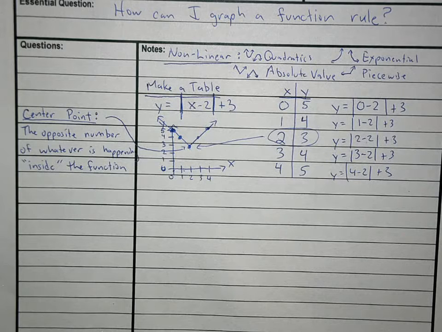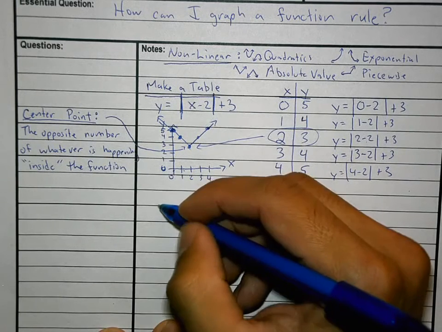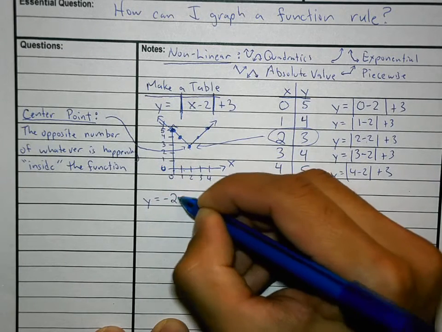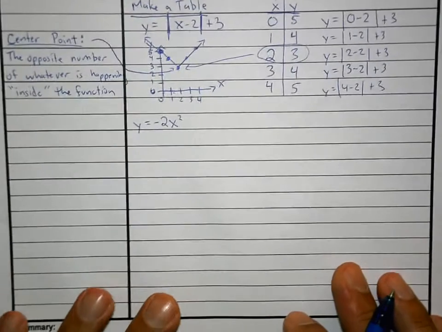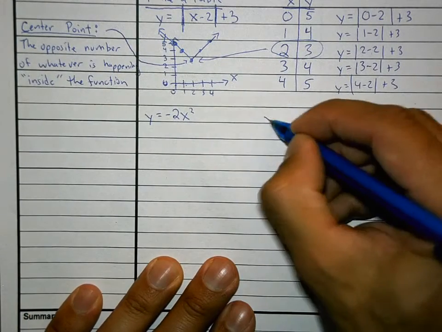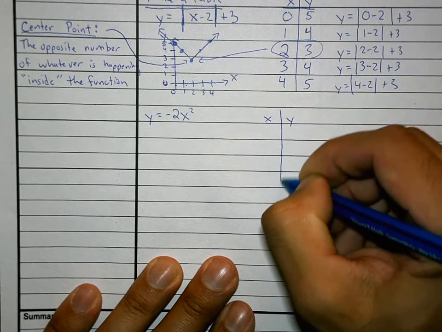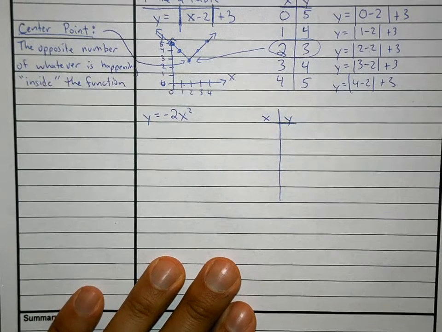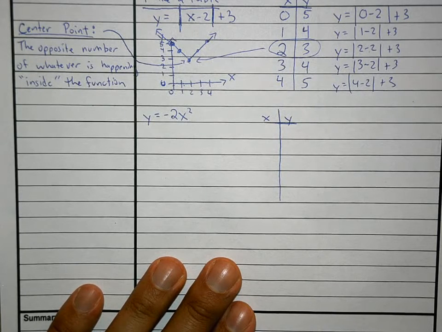Let me show you one more example. I'm going to start you with it, and then you're going to try making your own table. Here's the example. Y equals negative 2x squared. Let me go up a little bit here, recenter this for you. And I'm going to put an x and a y here. I'm going to count 5 spots. And I'm going to make sure real quick you know how to find the center point, because the center point is the hardest part about this graph.